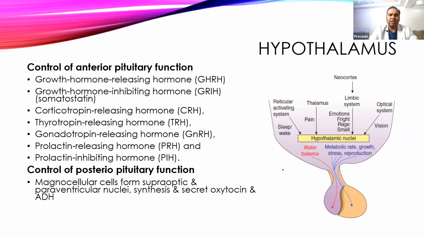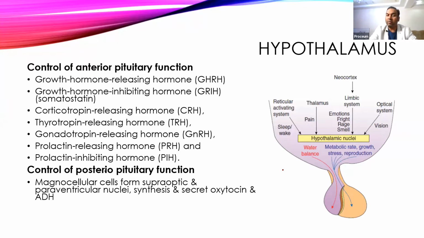So, what are the hormones released by the hypothalamus that act on the anterior pituitary? These are growth hormone releasing hormone, which stimulates the release of growth hormone. Apart from that, there is also a counter check for that releasing hormone: growth hormone inhibiting hormone, also called somatostatin. The same somatostatin is also released in the GI tract, but it doesn't cross the blood-brain barrier, so it will remain locally at the GI tract. But in the brain, it acts directly on the pituitary and inhibits the release of growth hormone.